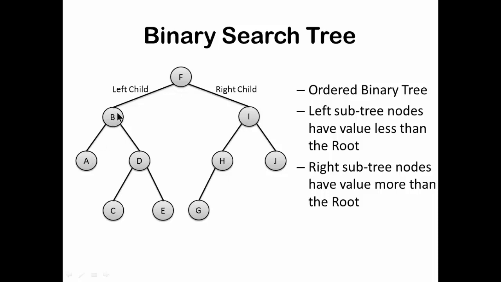For example, B is the node over here. Towards the left hand side, we can have only values that are smaller than B. So A comes before B, and in that respect I kept A over there. D comes after B, so D is on the right hand side. From D, C comes before D, so it is on the left hand side, and E is on the right hand side. If you check the root node F, towards the left we have A, B, C, D, E, which are all lesser than F, right?